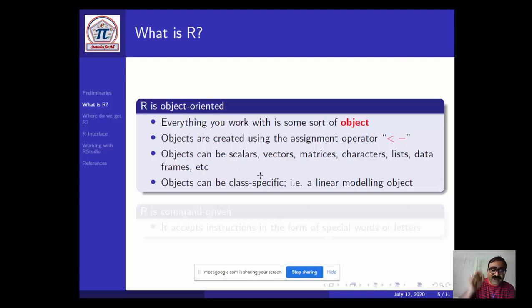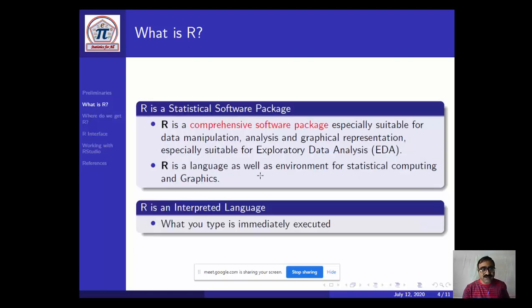While writing a program in R, we work with different variables. Those variables are basically the objects, and on the left side we write the object name, then the less than symbol, then minus, and the value. Like that. We shall go through this in detail.